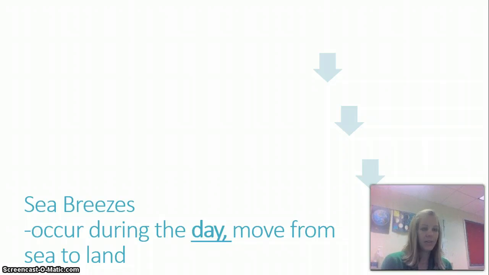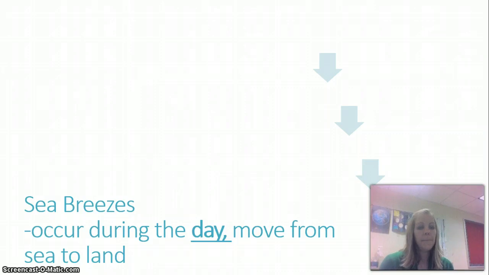You have kind of like a process chart that you're going to fill in, and this chart shows you how sea breezes can occur during the day. Make sure that you know that sea breezes occur during the day, and land breezes are going to be the ones that occur during the night. There's a reason behind this.